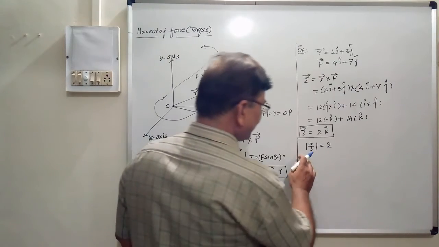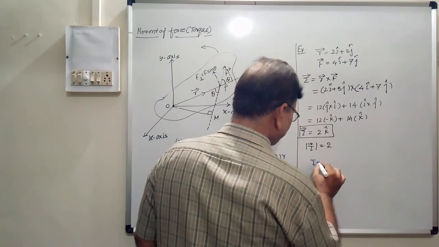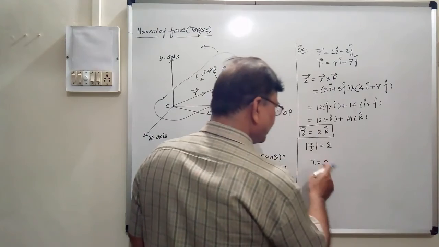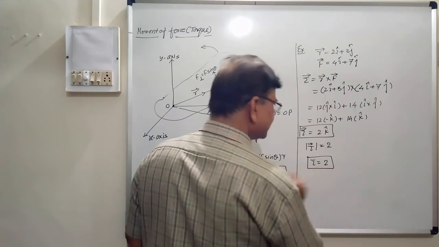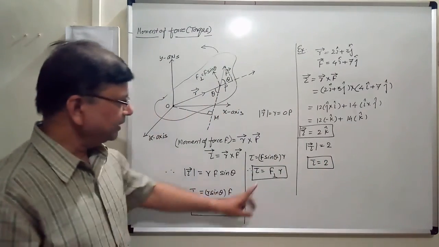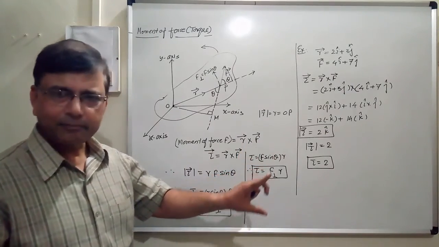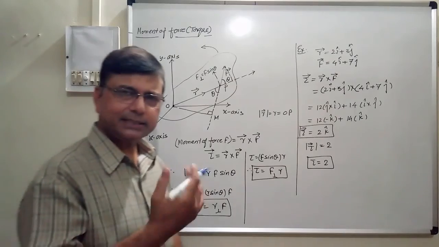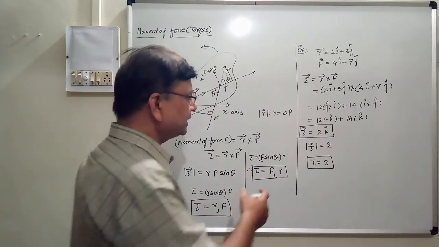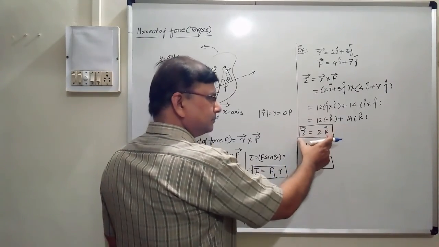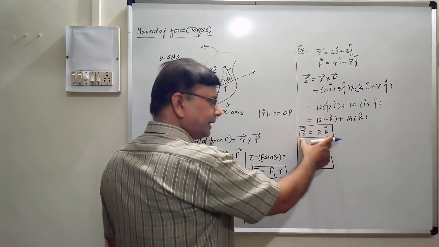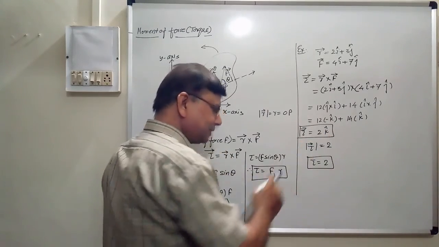So the magnitude of torque is 2, so I will say torque is 2. The unit will be whatever unit is given. The unit of that will be force into distance, so Newton meter in SI unit and dyne centimeter in CGS unit. So this is the vector quantity, and the magnitude of this is 2.